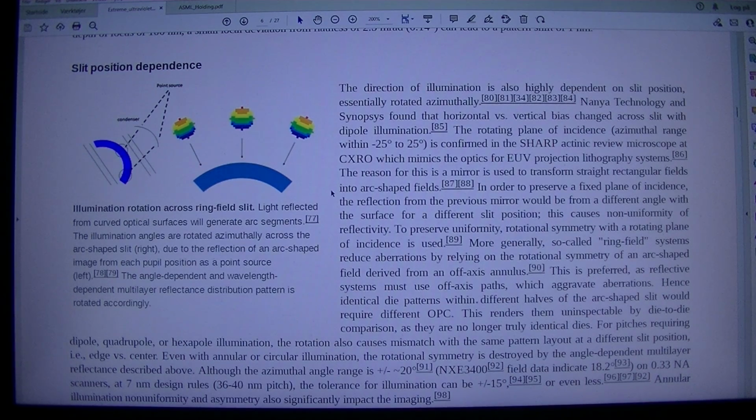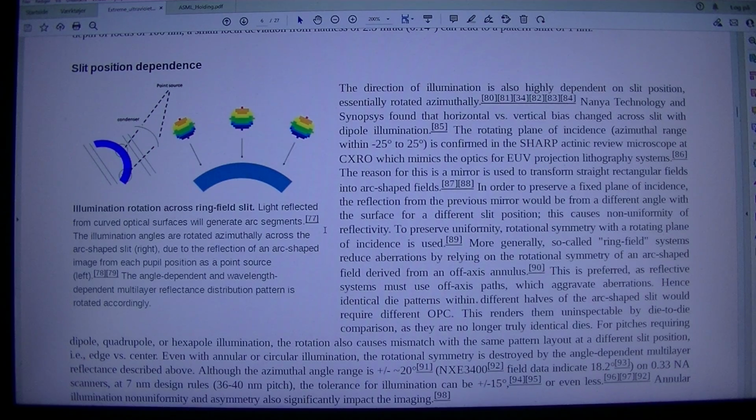In order to preserve a fixed plane of incidence, the reflection from the previous mirror would be from a different angle with the surface for a different slit position. This causes non-uniformity of reflectivity. To preserve uniformity, rotational symmetry with a rotating plane of incidence is used.